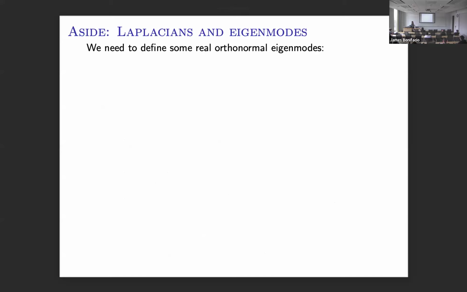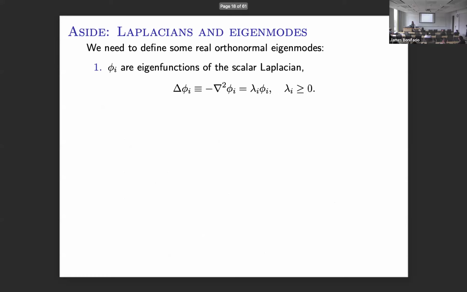So now I need a bit of an aside to define some Laplacians and their eigenmodes. I'm first going to define the scalar eigenfunctions, which I'll denote by phi subscript I. These are eigenfunctions of the scalar Laplacian, which I define with the minus sign. So the eigenvalues lambda I are some non-negative numbers.